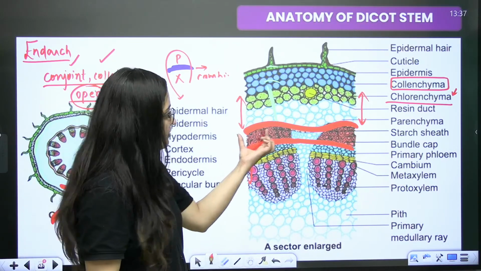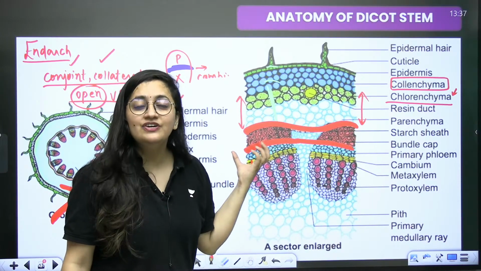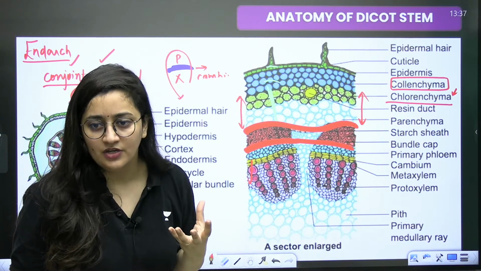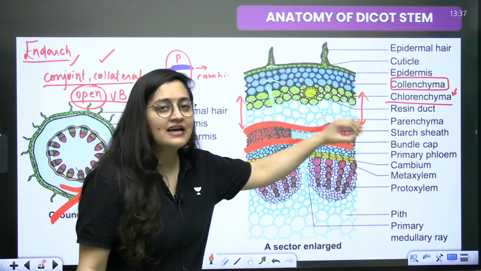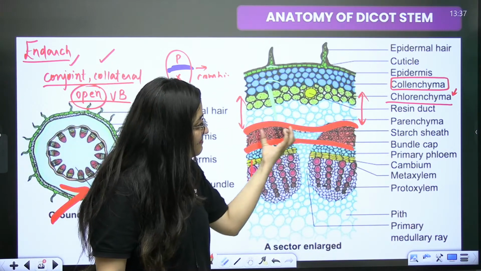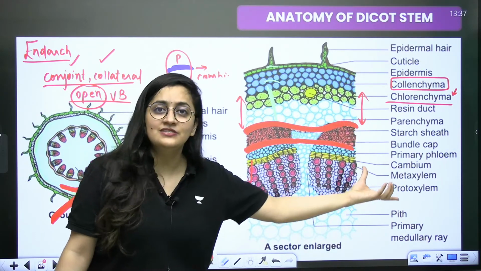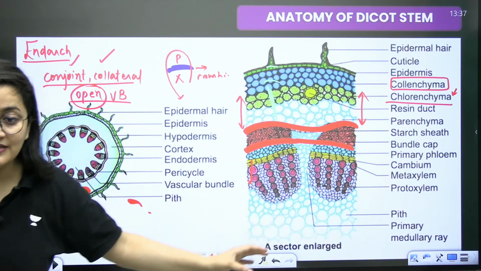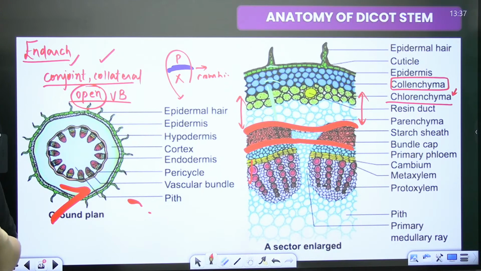If you look at this patch here, it is the sclerenchymatous patch. Sometimes in this pericycle you will see sclerenchymatous patches, then parenchymatous patches, then sclerenchymatous patches, then parenchymatous patches. This is how the pericycle is present there. Clear, bache? You will see the alternate bands here.